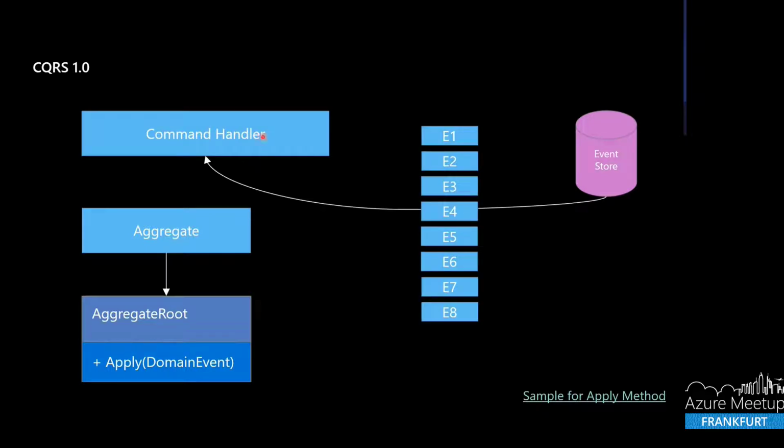How? The command handler takes all the events from the event store, reads these events, and moves them into the aggregate. Then the aggregate uses this apply method, a kind of private method, and processes all these events and takes the data from the events to recreate, restore, or respawn this aggregate. We call it respawn because it sounds a little bit nicer.